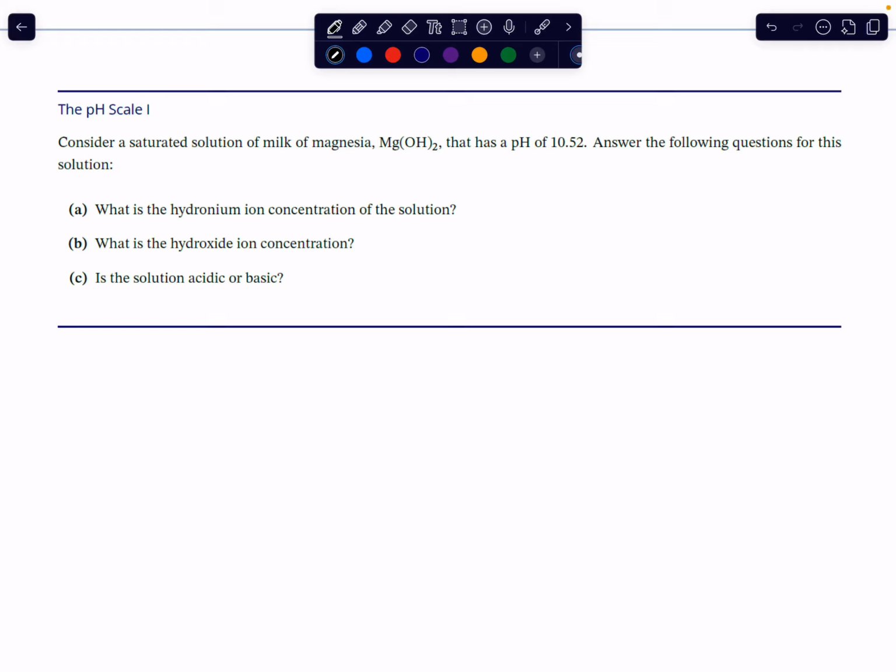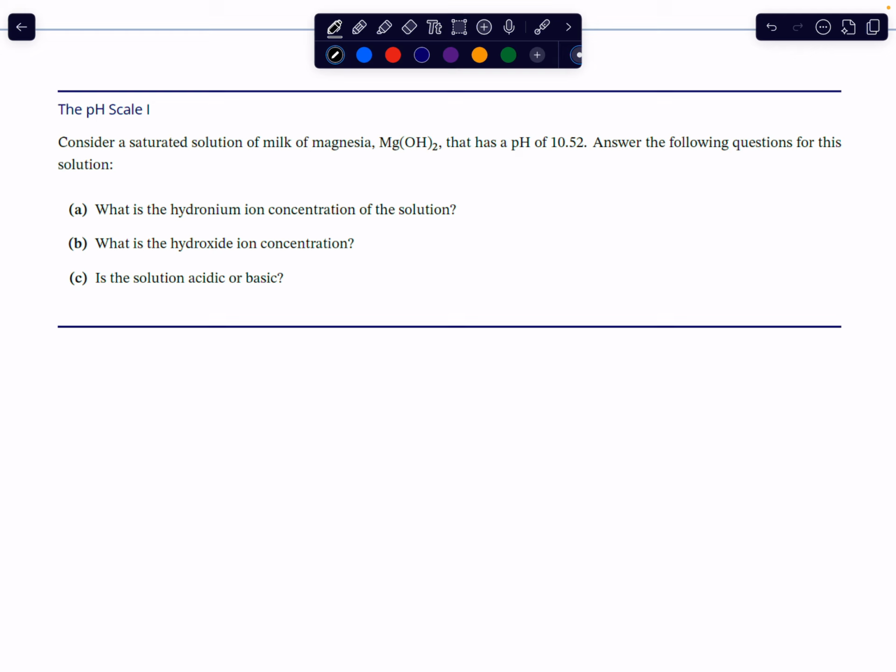Hello everyone. So we're continuing our conversation on acids and bases, and we're looking now at some examples on the pH scale. So this example says, consider a saturated solution of milk of magnesia, so that's magnesium hydroxide, that has a pH of 10.52. Can you answer the following questions for this solution.